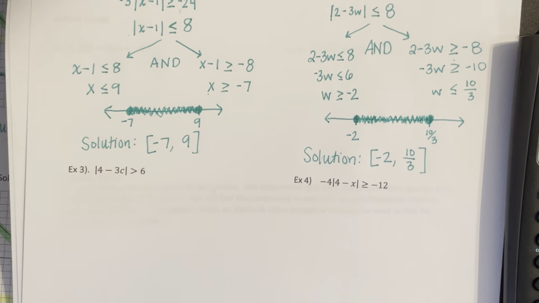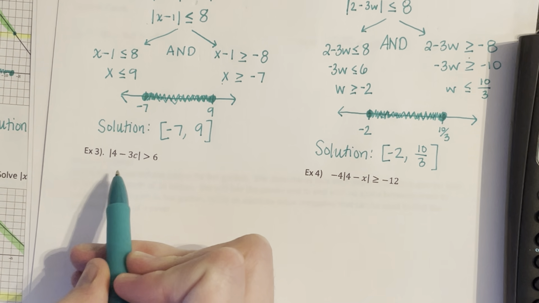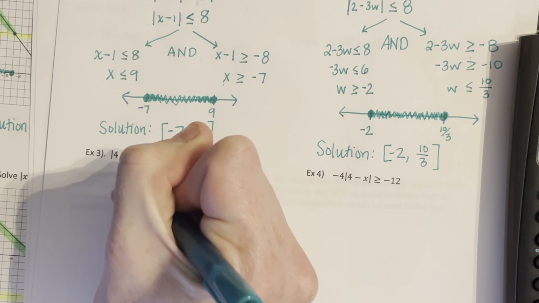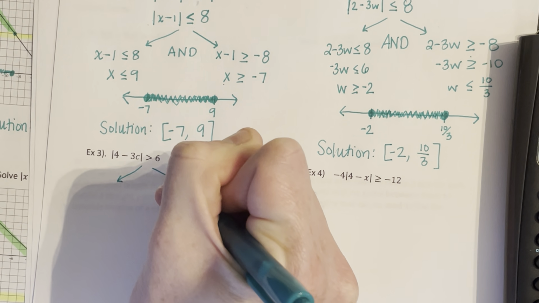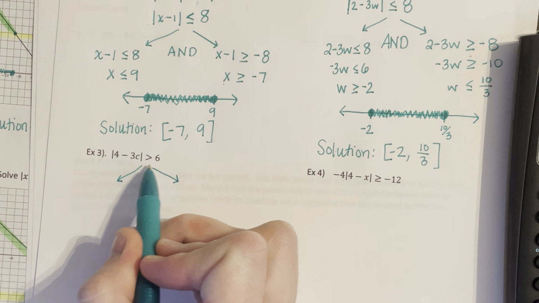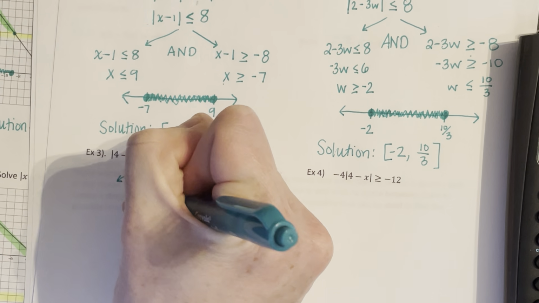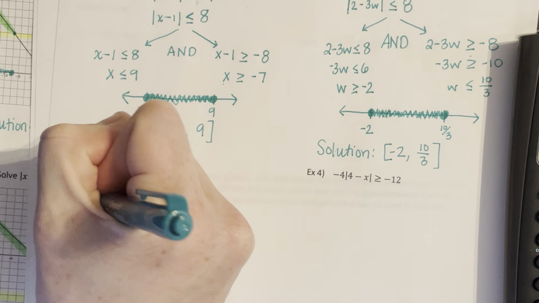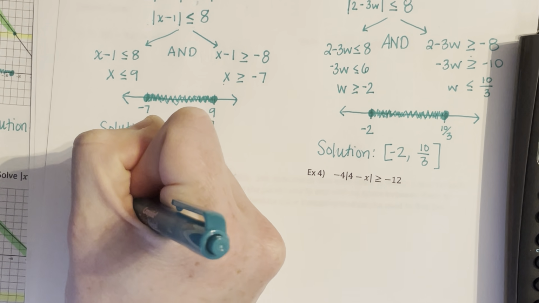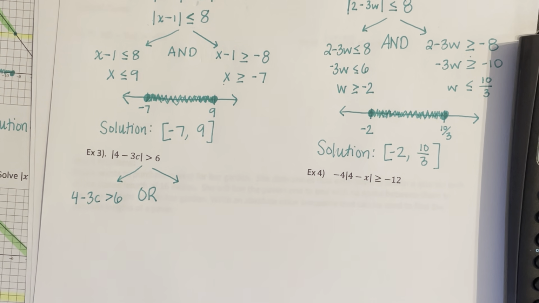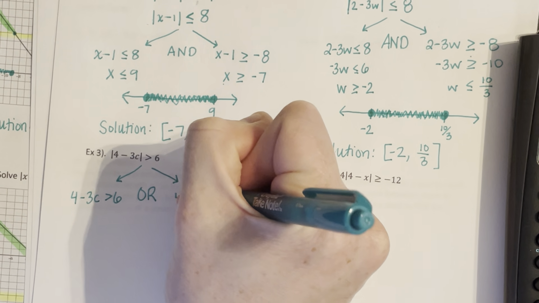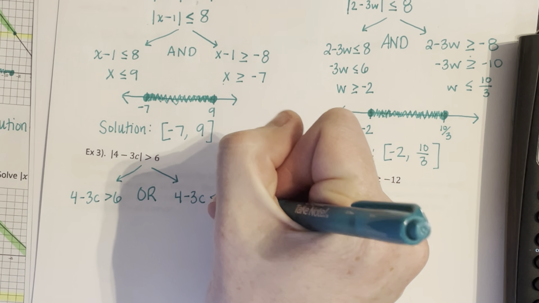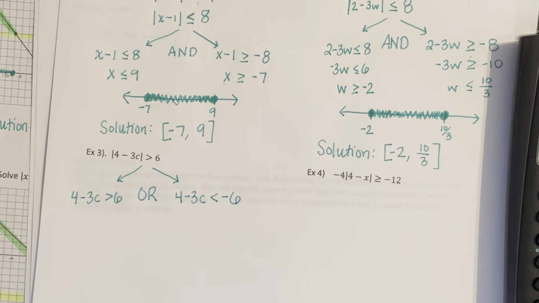All right, example 4. We have our absolute value already isolated, so we can go straight into our two inequalities, but we have a greater than symbol, so that makes it an or between the two things. So I have 4 minus 3c is greater than 6. The first one stays the same. The second one, I flip our inequality, so now it's less than, and we negate the right side, so less than negative 6.